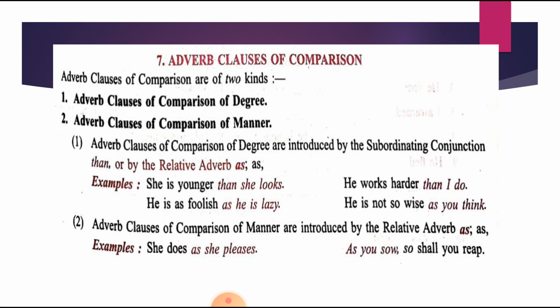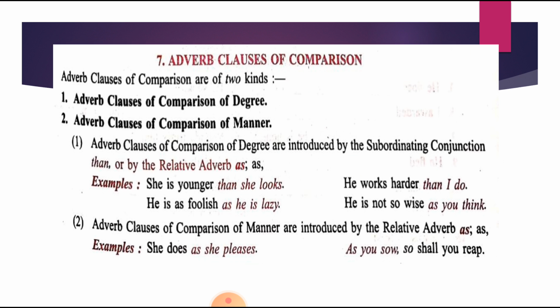Everywhere you can see the adjective or adverb: younger than, foolish as, harder than, wise as. Than is used after the comparative. When there is a comparison of degree, it is introduced by which subordinating conjunction? Than, or by the relative adverb as. And now let us see the adverb clause of comparison of manner, which is introduced by the relative adverb as.